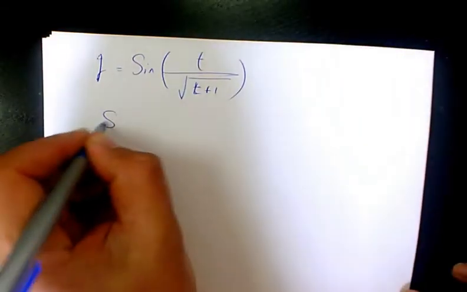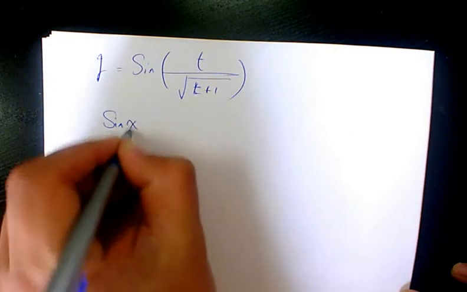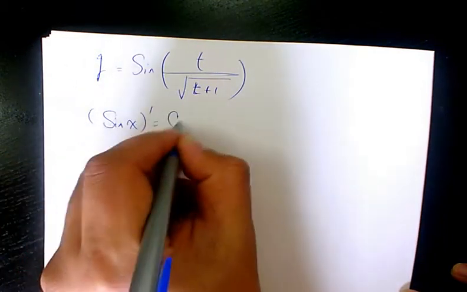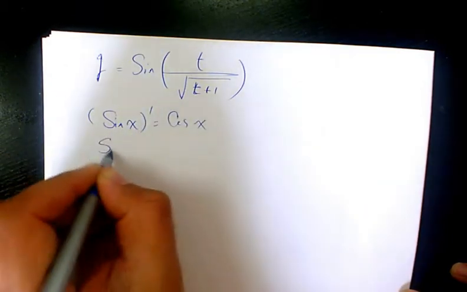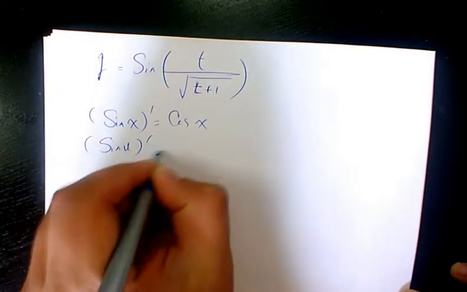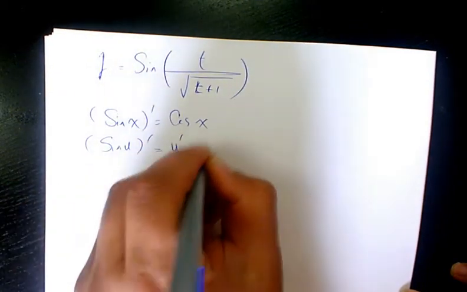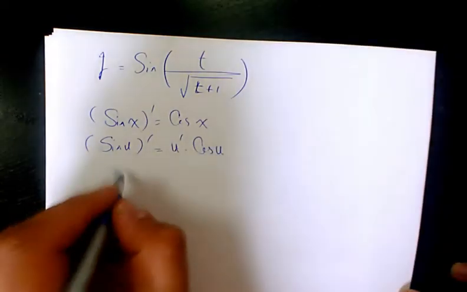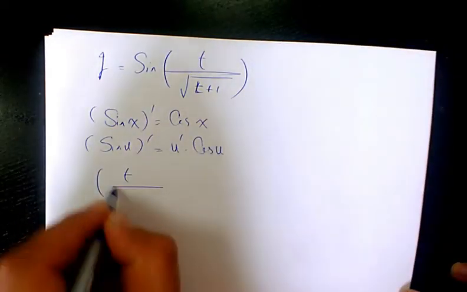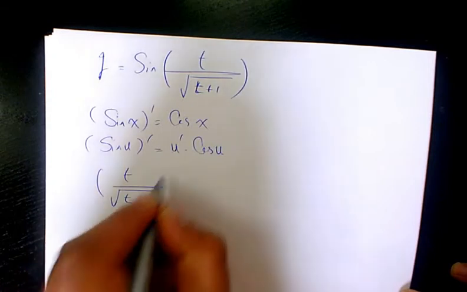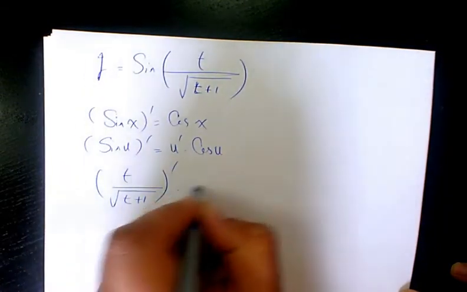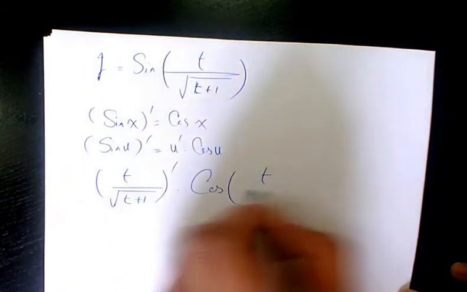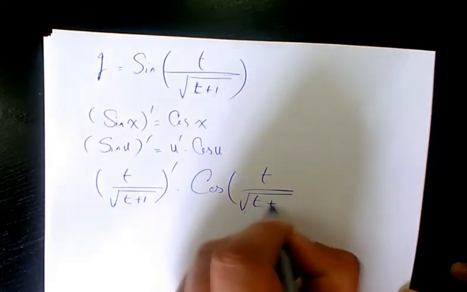So we know the derivative of sine of x, for example, is going to be cosine x. The derivative of sine of u, when u is a function of x, is going to be u prime times cosine u. So in this case, that's going to be the derivative of t over root t plus 1 times cosine of t over root t plus 1.